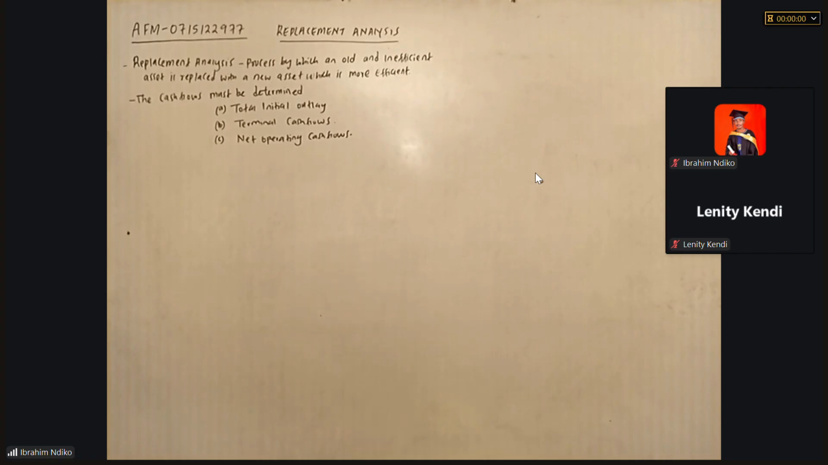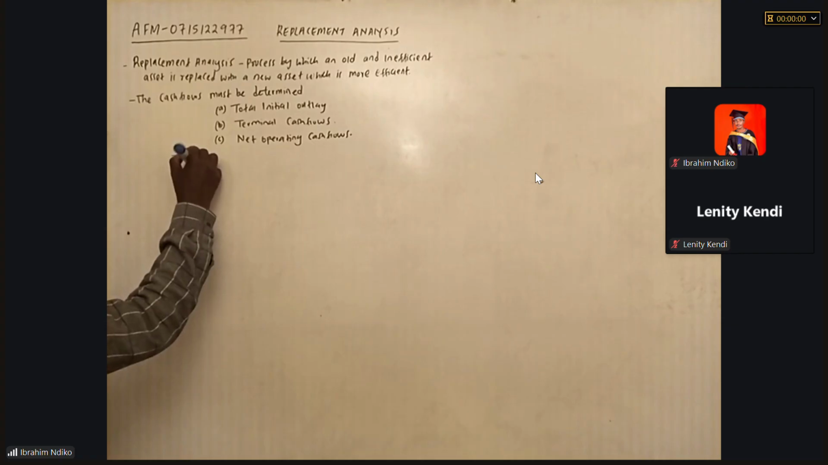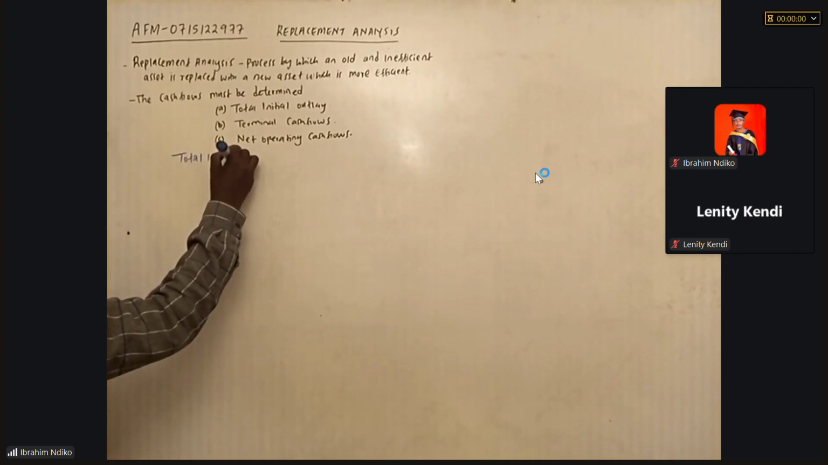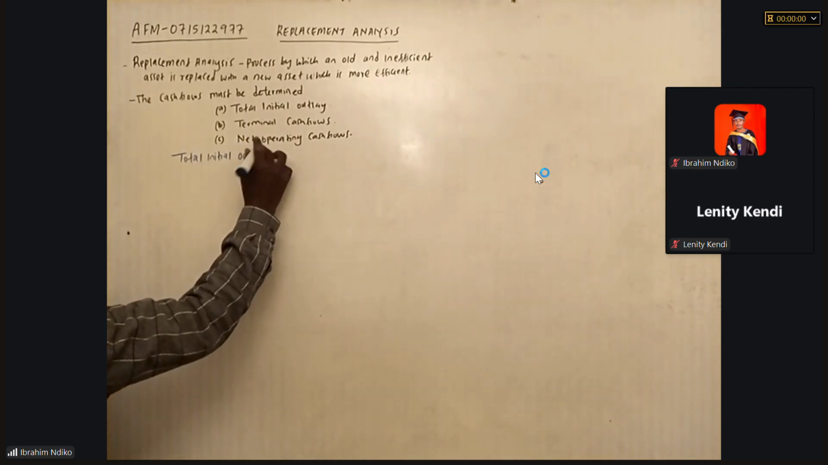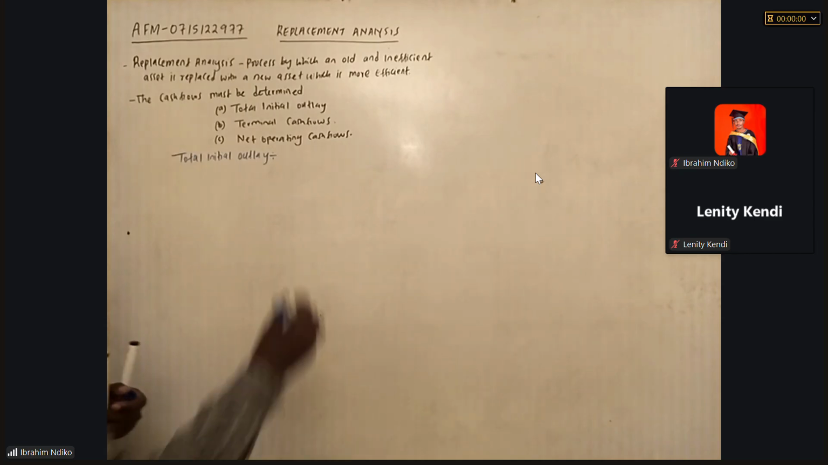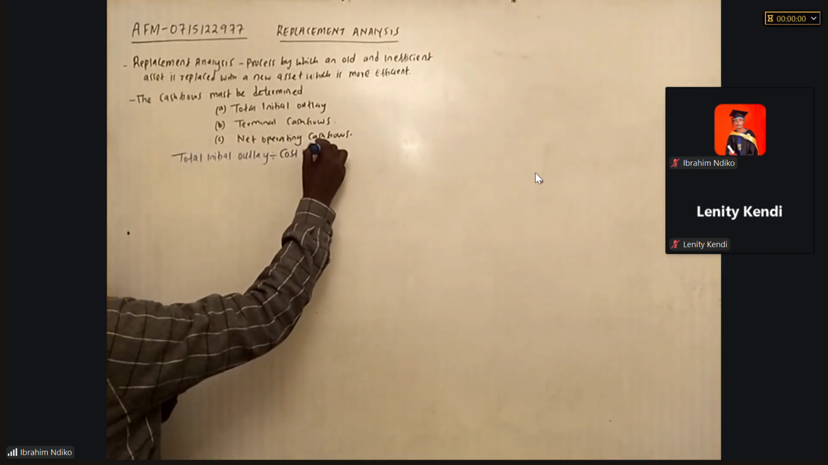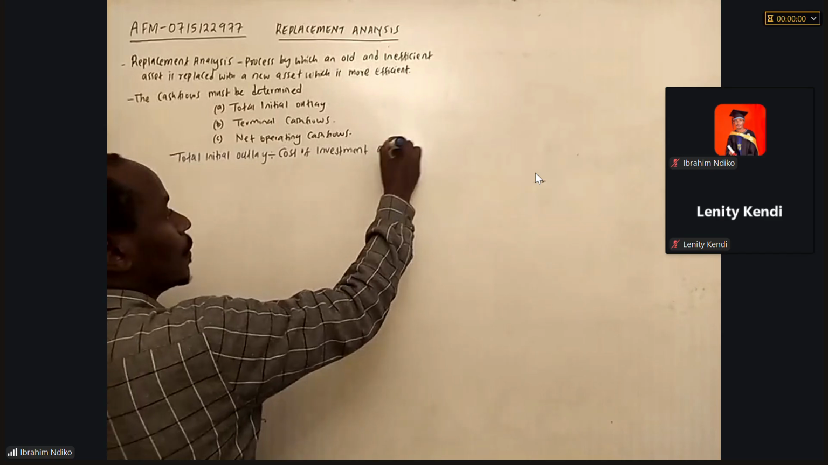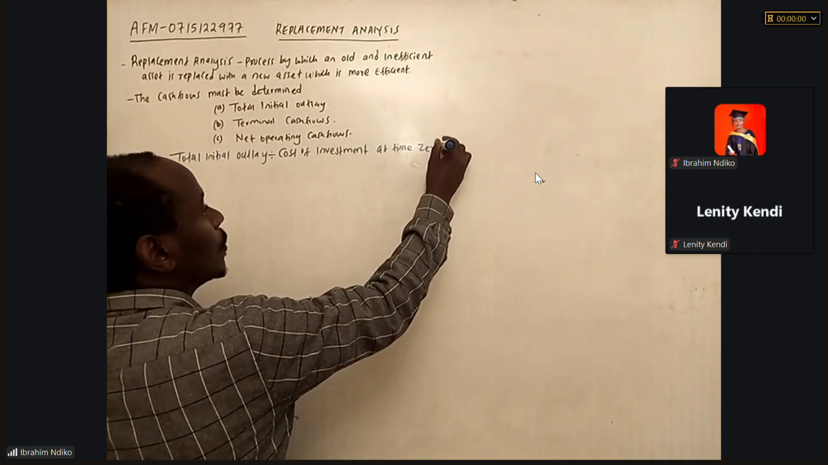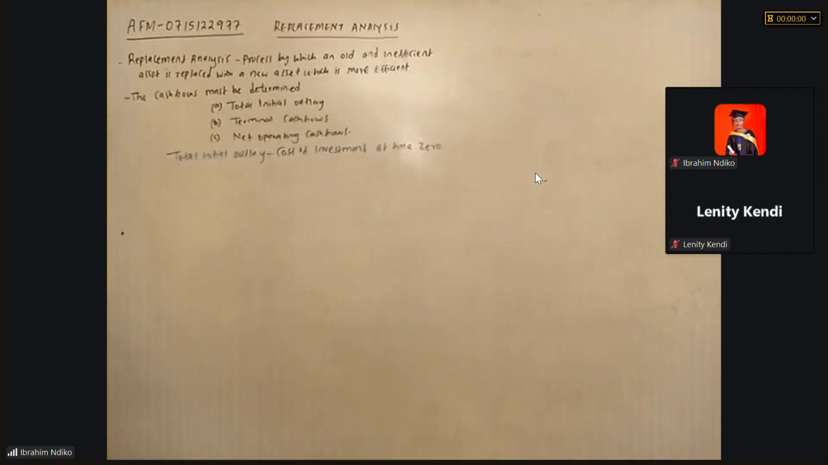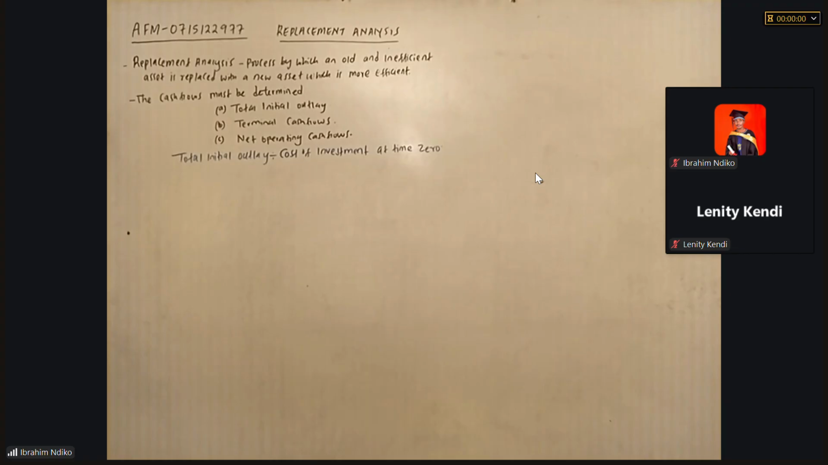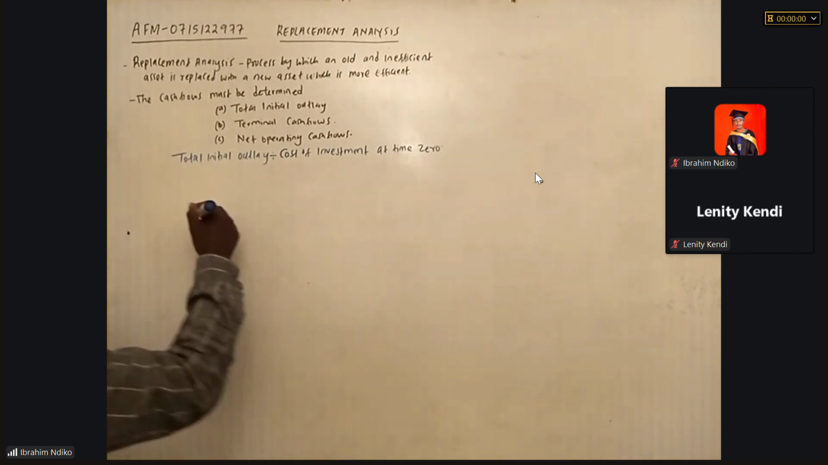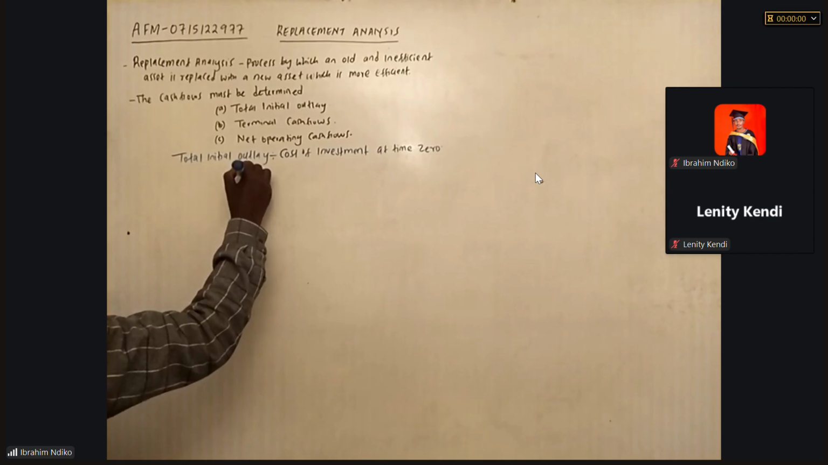So, how to determine initial outlay? Number one, total initial outlay. And you know what is total initial outlay? The total initial outlay is the cost of investment at time zero. So the amount of money that we incur to do a project at time zero is what we call the total initial outlay. So how do we determine it? So this is the format.